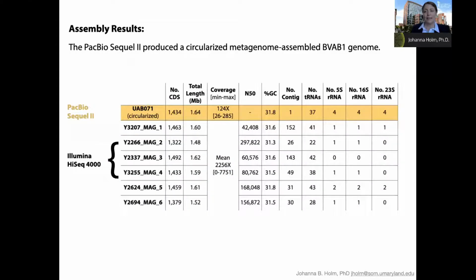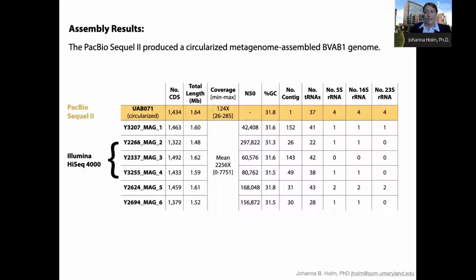So here are some assembly details for each sample. Using the PacBio Sequel II platform and the Canu assembly program as specified, we obtained a single circularized contig identified as BVAB1. This contig contained 1,434 coding sequences at a total length of 1.64 million base pairs and an average of 124x coverage. The assembly also included 4 complete ribosomal RNA operons.